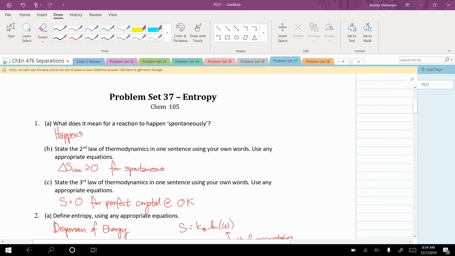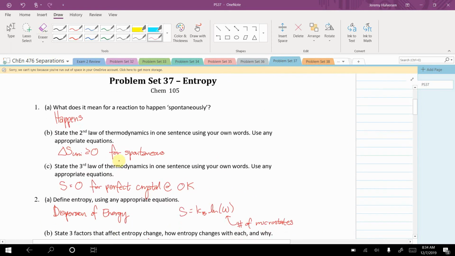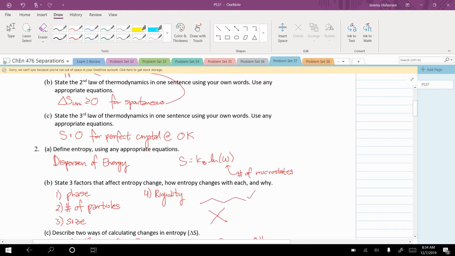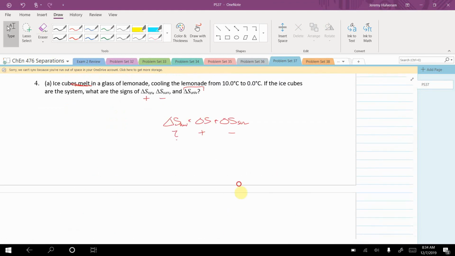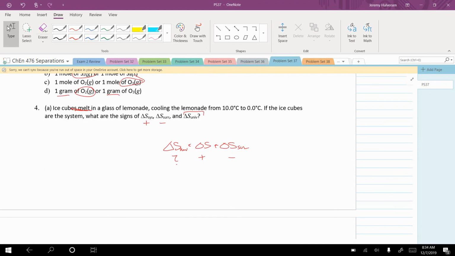Because remember, the second law of thermodynamics is that for a spontaneous process, which is one that happens, delta S of the universe is greater than 0. Do ice cubes melt in a glass of lemonade at 10 degrees? Yeah, that's above freezing. So the ice cubes are going to melt, which means this does happen, which means delta S of the universe is positive.